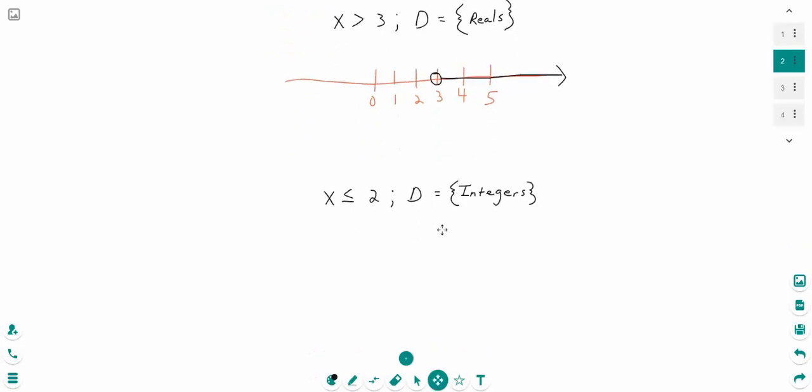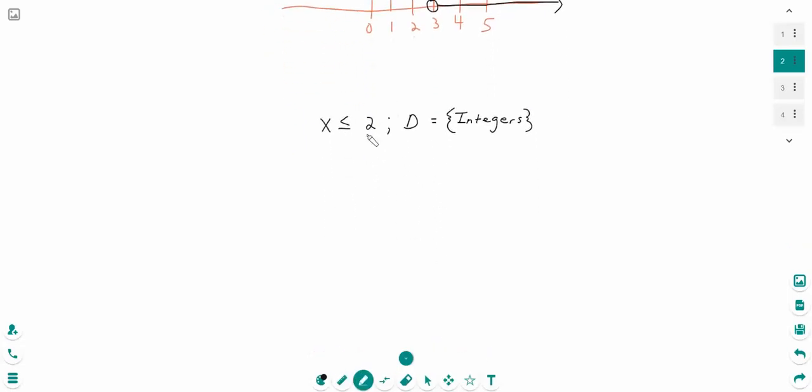Now let's look at this next one. This next one is x is less than or equal to 2, and the domain is equal to the set of integers. All right? So here we have to draw our number line. Let's get straight here. Okay, that's better. So here we have maybe -3, -2, -1, 0, 1, 2, 3, 4, and so on and so forth. And x is less than or equal to 2. So let's first figure out where that is. 2 lives here. We know that it's less than or equal to 2, so it could be right on the 2. So it would be a solid circle.